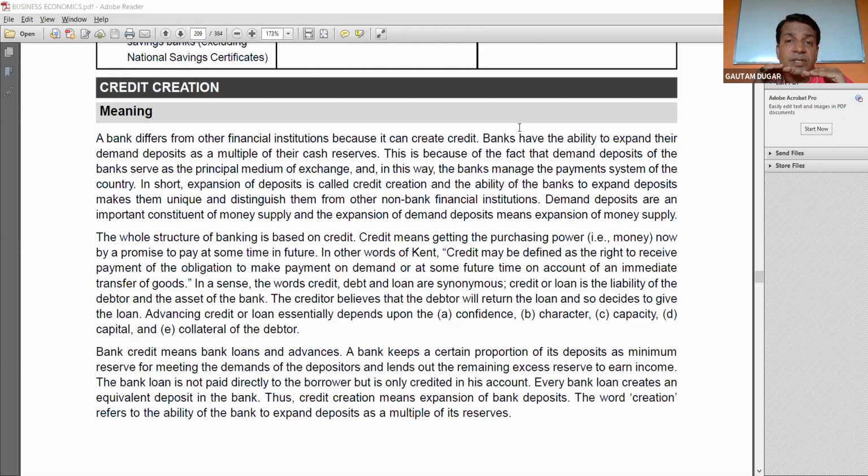Why? Because if the reserve ratio is increased, then the banks will retain more portion as reserve and will give away a lesser amount of loan. So the amount of credit will go down.